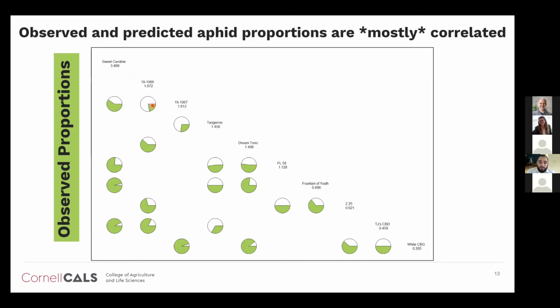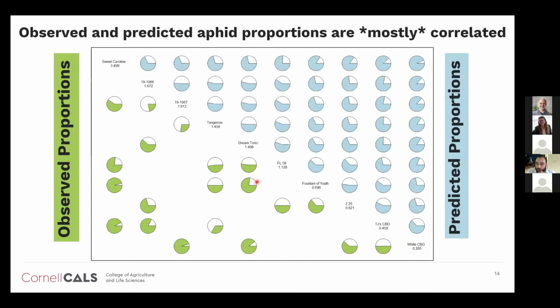And now that we have these kind of estimated preference or ability scores, we can look at what we would expect the proportions to be, and then compare that to these observed proportions. So these are our kind of predicted proportions based on the preference scores from the model. And we can compare these to our observed proportions. So you can see some are very similar. Again, the Sweet Caroline 191067 comparison, maybe 60% compared to 65%. So pretty similar. Some are pretty different. This is a tangerine by TJ CBD. So not very similar, but generally they're pretty similar. So that's promising.